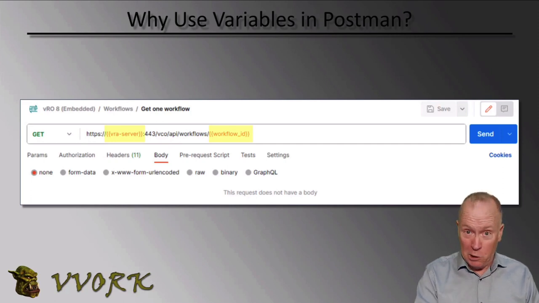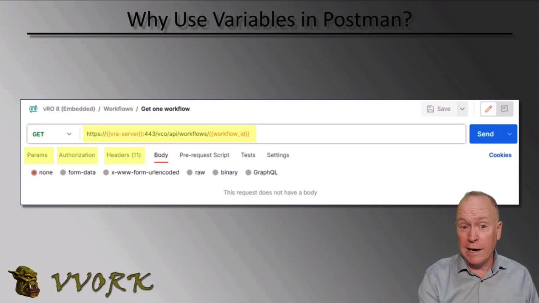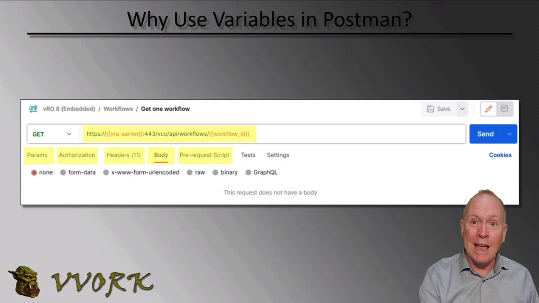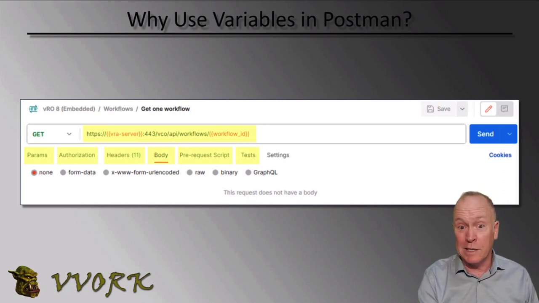So again, you can use variables in a variety of ways. You can use variables in the URLs in your REST requests, but that's not the only place that you'll use them. You can use variables in specifying your query parameters. You can use variables when authenticating. You can use variables in your headers, in the body of your REST request, in the pre-request scripts, and the test scripts that run after your request is done. So these variables are quite useful in a lot of different ways.